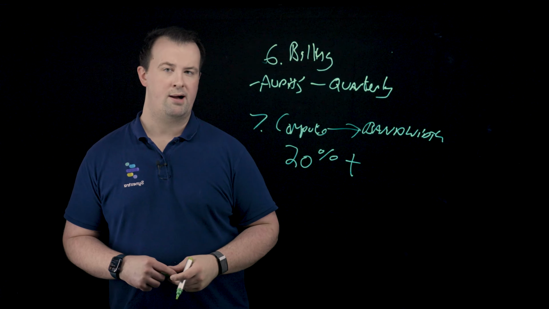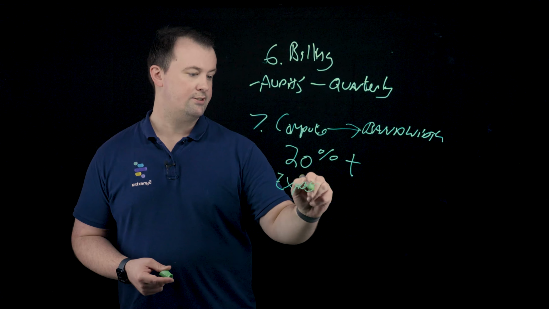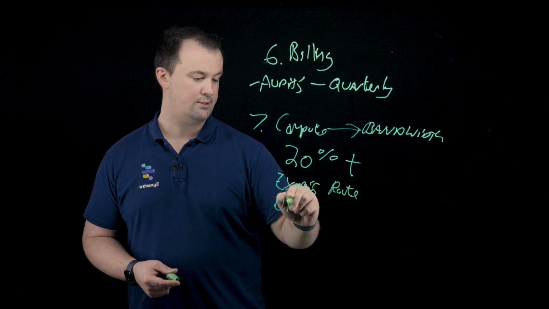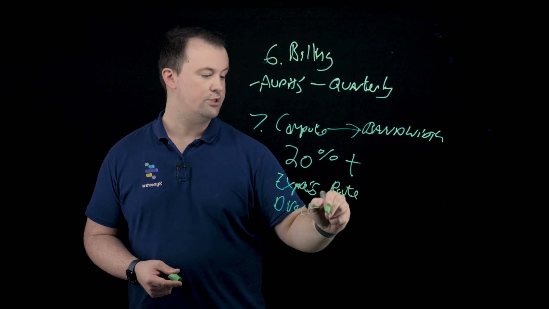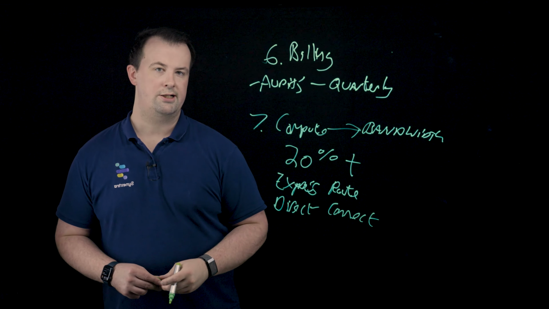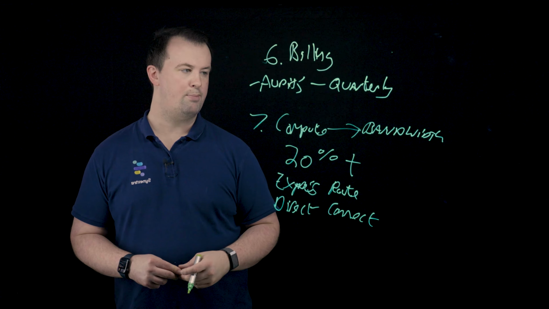Now, one thing to think about is Express Route and Direct Connect. So what these are going to do, they're going to let you get a private connection into your cloud and actually use them to move traffic in and out of that environment, and that's going to help you keep your bandwidth costs down.